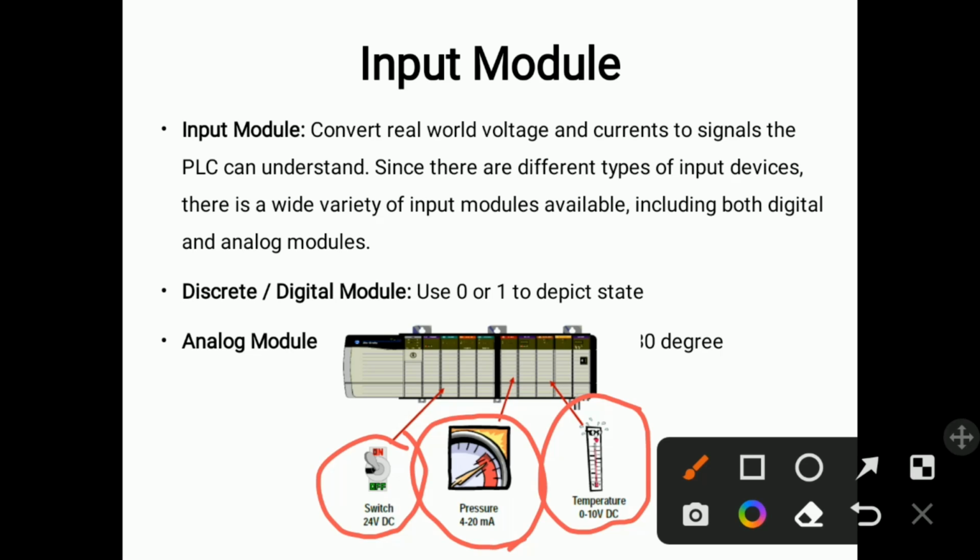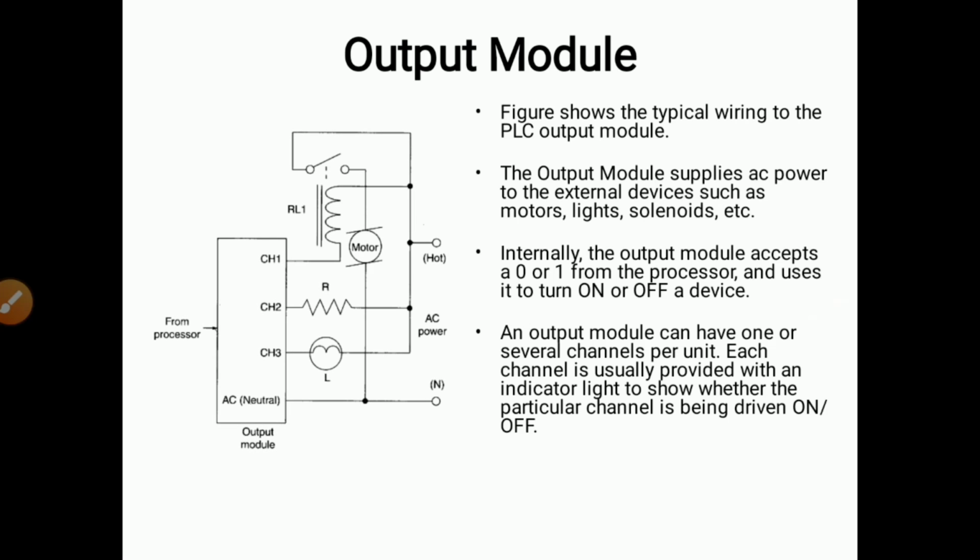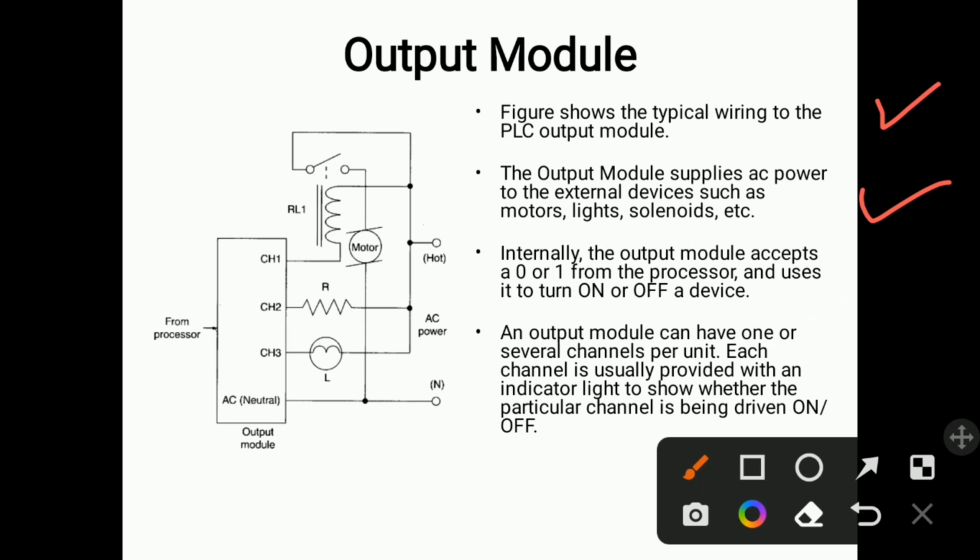Similarly we have to study output module also. So the figure shows the typical wiring to the PLC output module. The output module supplies AC power to the external devices such as motors, lights, solenoids. So here you can see motor is there, solenoid is there, light is there. So all these are connected on output side of the output module. Okay, so there are channels where the output devices are connected, and all the devices receive signal from the processor. Okay, processor gives signal to the output devices.